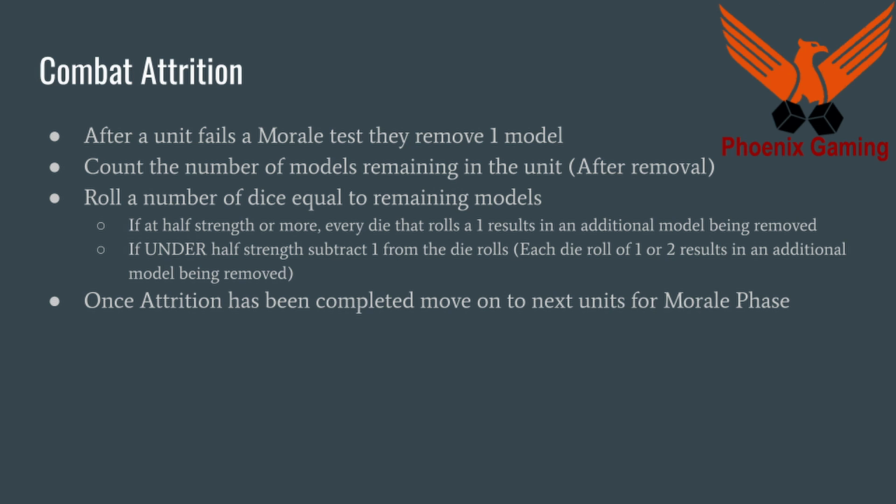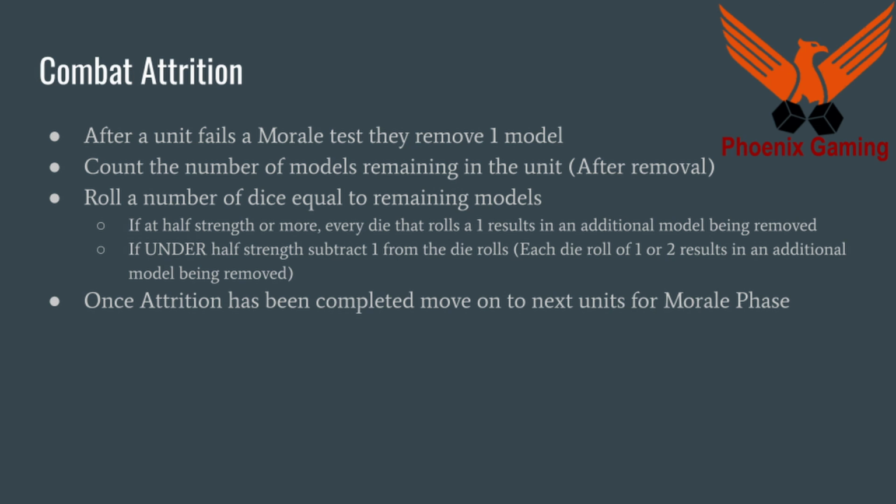If the unit is at half strength or more, then you roll a number of dice equal to the remaining models, and every die roll that results in a 1 causes you to remove 1 additional model. If you are under half strength, you subtract 1 from the die rolls. So each die roll of 1 or 2 results in an additional model being removed.